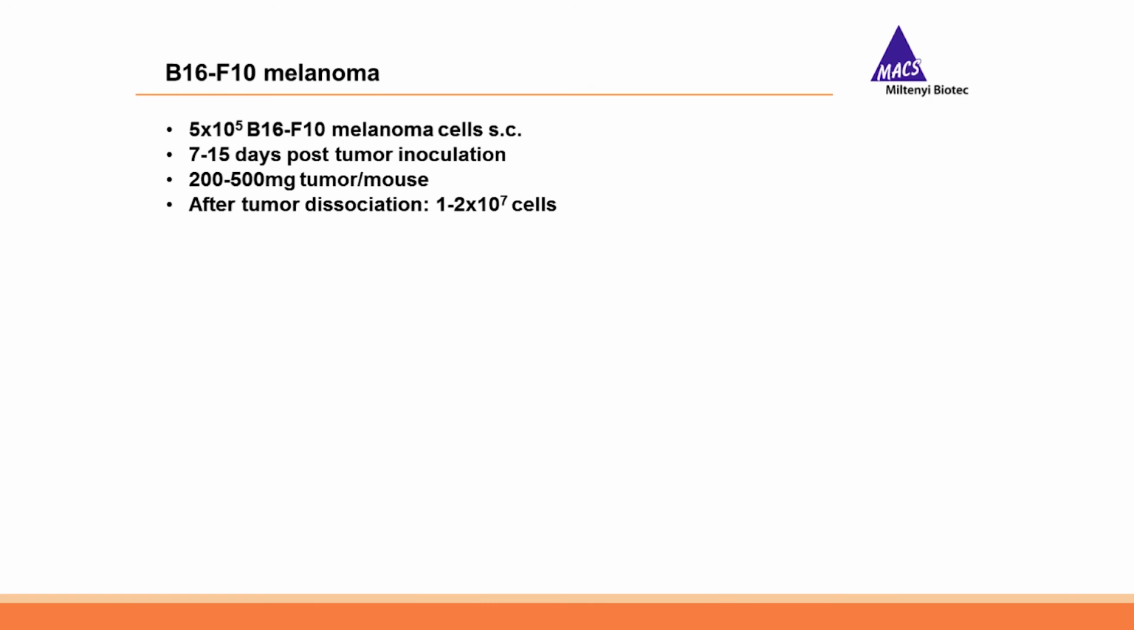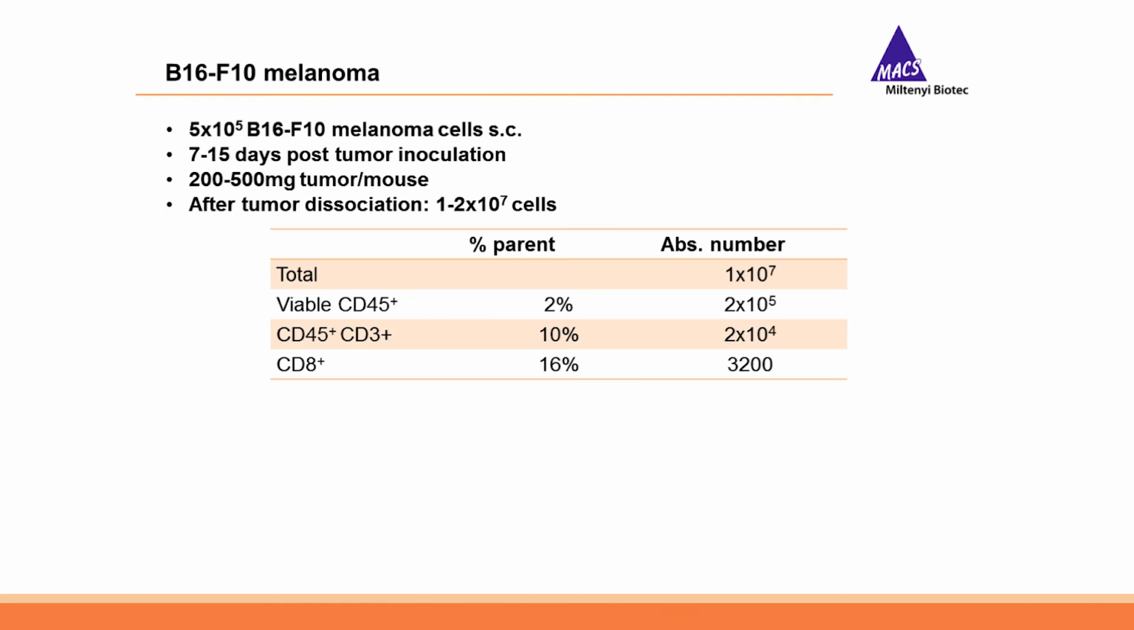When we work, for example, with B16 melanoma, we inject 500,000 melanoma cells subcutaneously. We wait 1 to 2 weeks, and then we have 200 to 500 milligrams of tumor tissue, which will give you about 10 to 20 million cells. So if you now want to do flow analysis, let's say you will start with 10 million cells. B16 is not very well infiltrated, so you have about 2% CD45 positive cells. 10% of these 2% are CD3 positive T cells, and 16% out of the 10%, out of the 2%, are CD8 positive cells. So even starting with 10 million cells, you will only have 3,200 CD8 positive T cells in this sample.